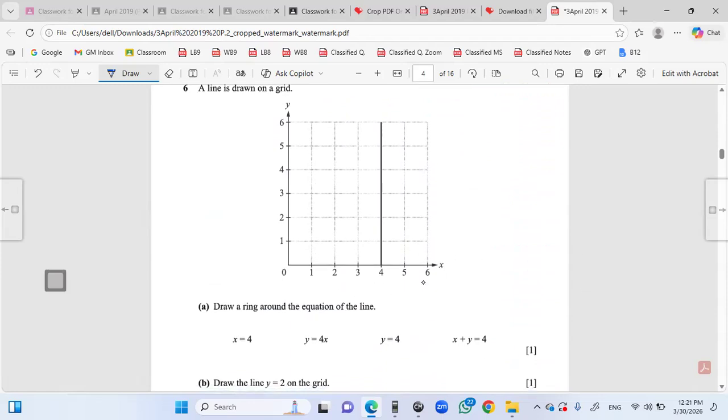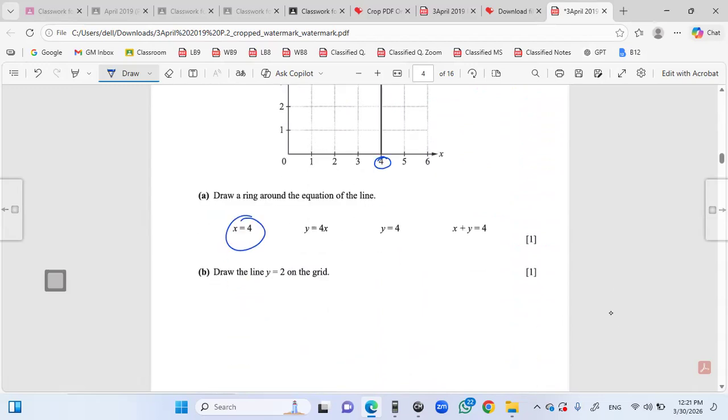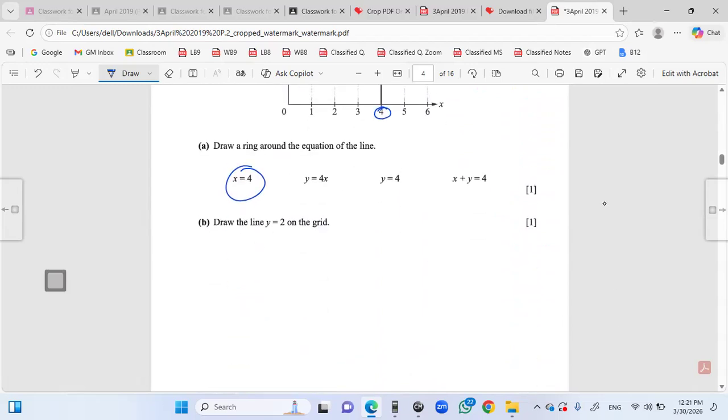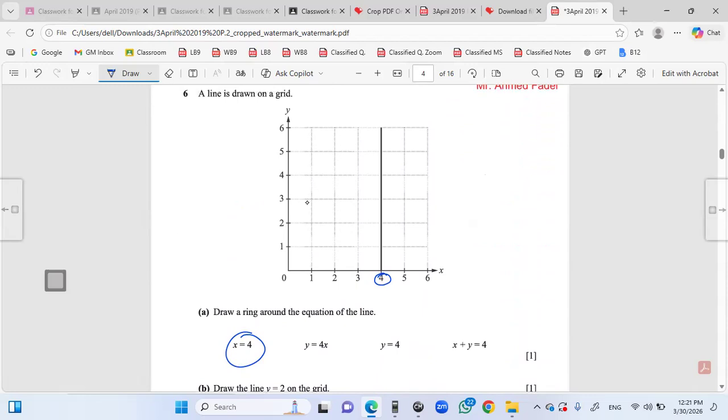Next one over here, this line, the equation of this line, it passed through 4 in the x-axis, so it is x equals 4. Draw the line y equals 2, so I'm going to go to 2 on the y-axis. And it goes this way with a ruler. And make sure that you also use a pencil, because if you make a mistake, it's going to be ruined. So you draw a line over here, a straight line with a ruler.